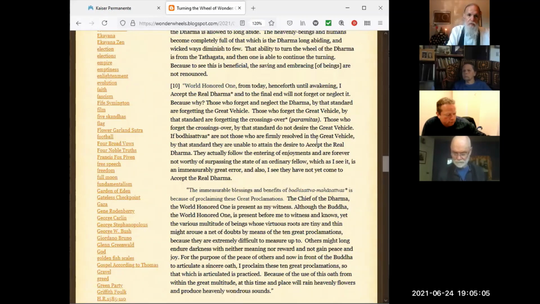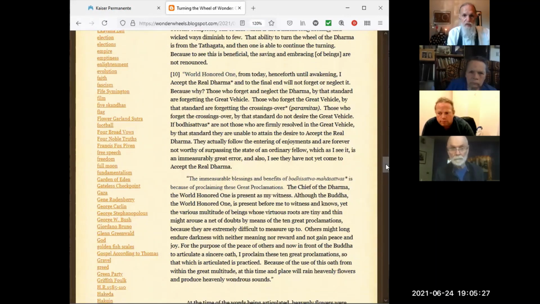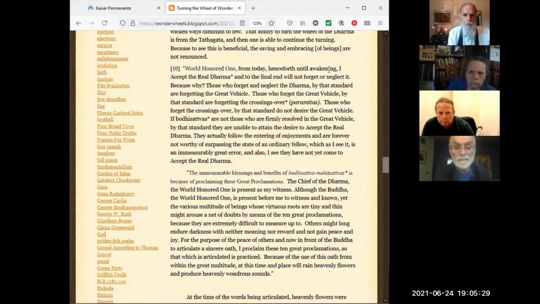This number 10 here is now a transition. It sums up all 10 of the vows and then becomes the springboard or the diving board into everything that comes next in terms of the sutra.